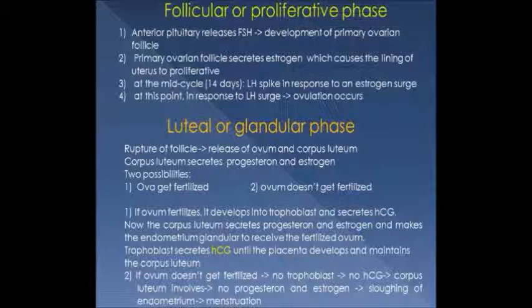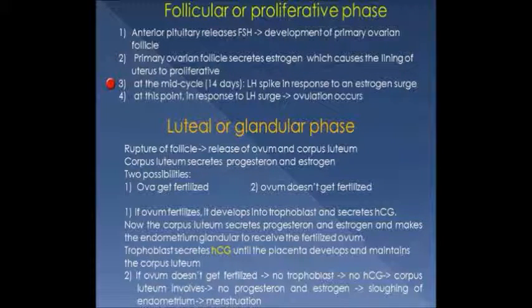The next part will be obstetrics. Now let's examine how the menstrual cycle occurs. Basically, there is a follicular or proliferative phase. The anterior pituitary releases FSH, follicle stimulating hormone, which causes the development of a primary ovarian follicle. The primary ovarian follicle secretes estrogen, which causes the lining of the uterus to proliferate.